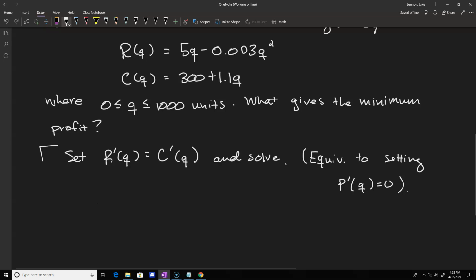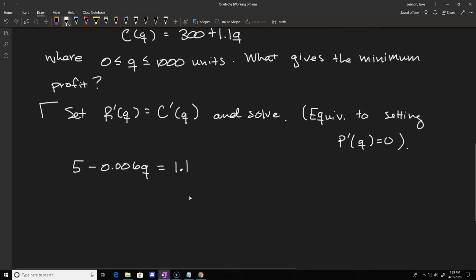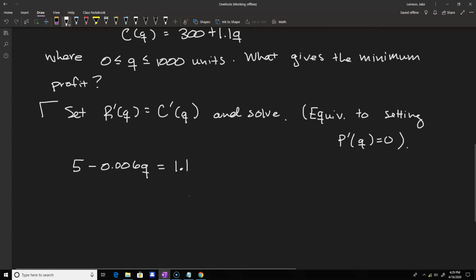Okay, so what is the derivative of revenue? Well, the derivative of 5Q is 5, and we use the power rule on the second part, so 2 times negative 0.003 is negative 0.006, and then it's just Q to the first power. The derivative of the right-hand side, 300, is just going to vanish, and the derivative of 1.1Q is just 1.1. So we have this linear equation that we want to solve.